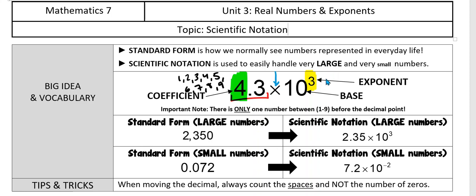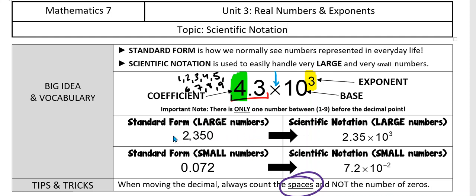So that exponent is always going to tell us how many spaces we move the decimal point. It does not tell us the number of zeros. Instead, it tells us how many spaces or how many steps we're going to take when we move that decimal point. And in a minute, we're going to look at how we can convert between these two different types of numbers. But if you look here, we have some examples.